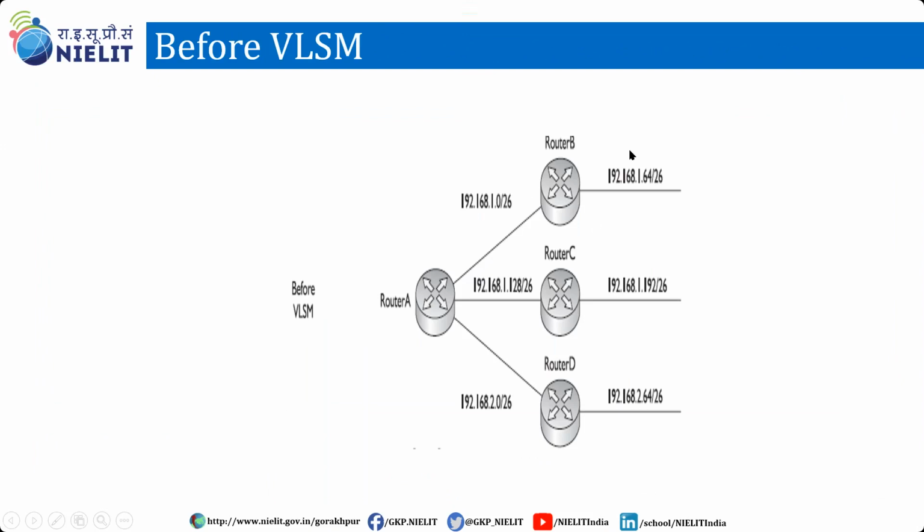Before VLSM, suppose this is a network topology in which there are many routers, and each router is having a different network, but each network has an equal subnet mask.